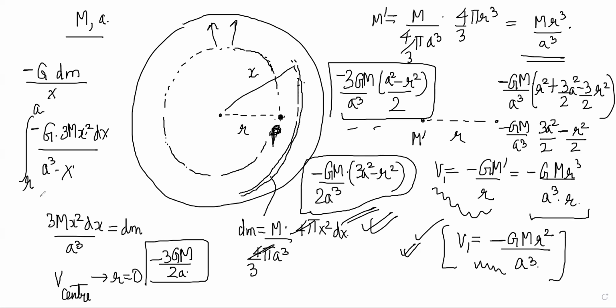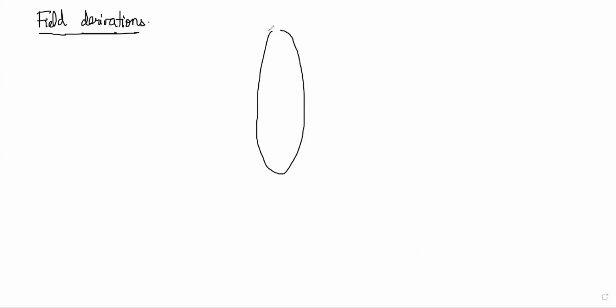Let's look at some of the field parts. So first part is field due to a point mass, which is obvious. It is minus GM by r square e_r unit vector, where the minus sign is because it is pointing towards the source mass, right? Field due to a ring at a point on its axis is super important.